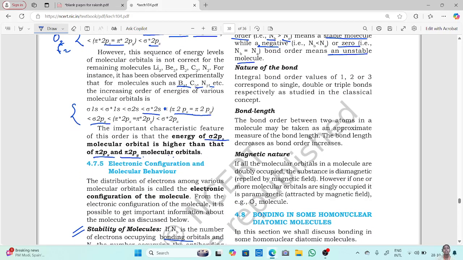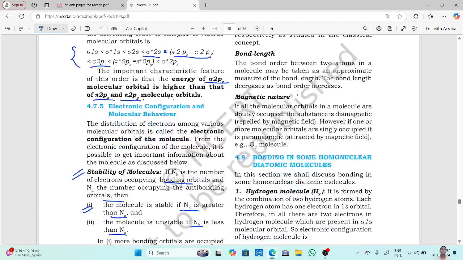Okay. Next is nature of the bond. Integral bond order values 1, 2 or 3 correspond to single, double and triple bonds respectively, as studied in the classical concept. Nature of bond, say single, double or triple bond, is what we have seen in your classical concept.